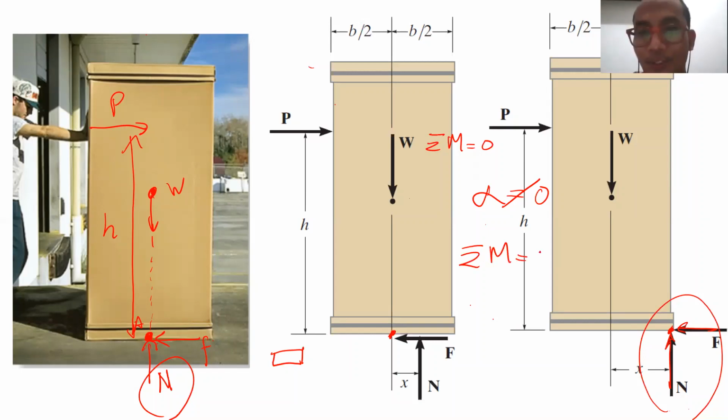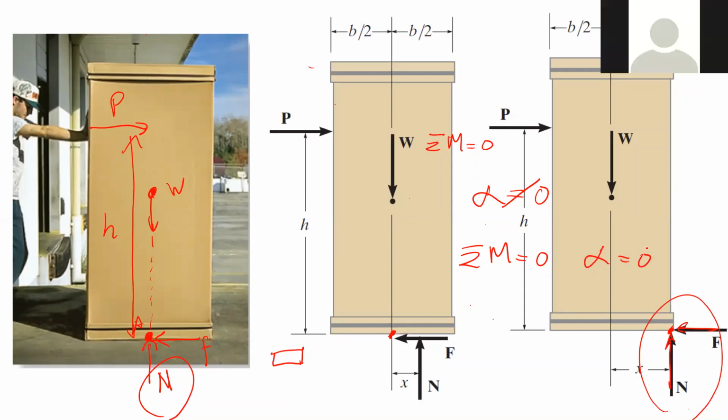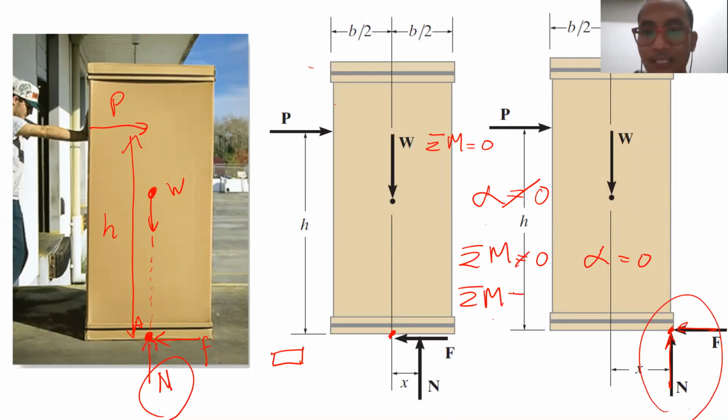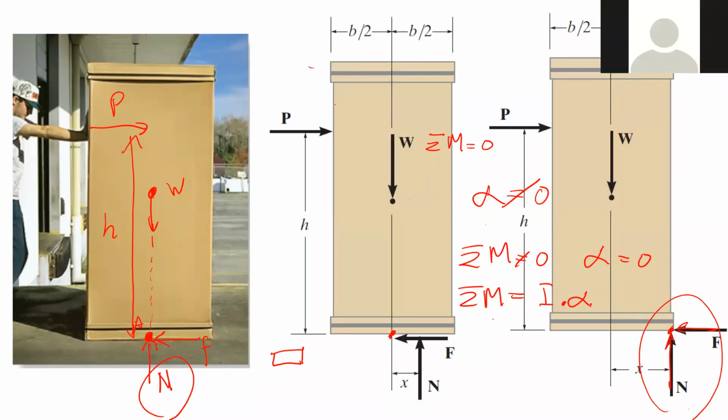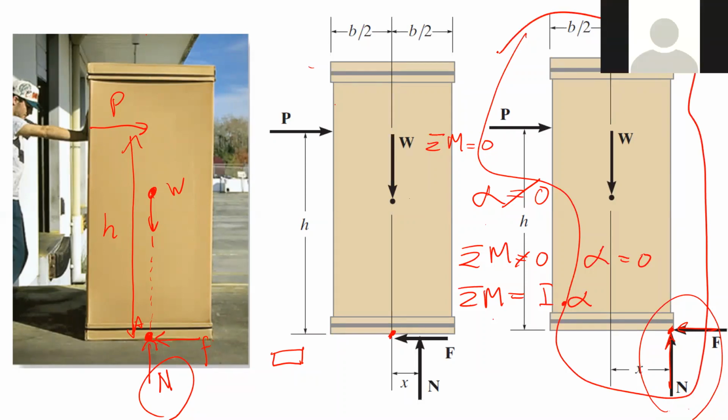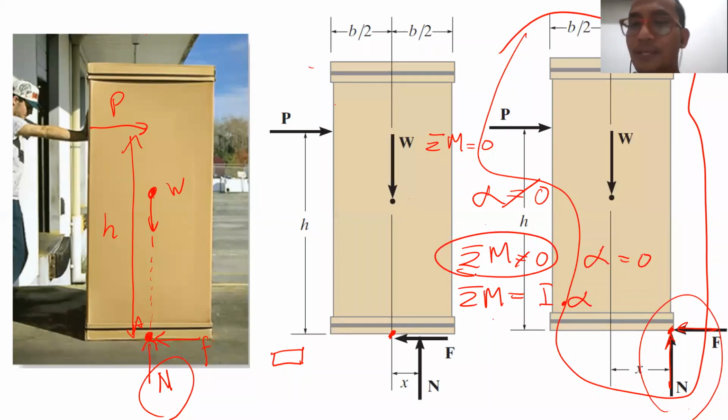When sigma moment equals 0, what we have is alpha equal to 0. Alpha is angular acceleration here. But if the sigma moment is not equal to 0, then the sigma moment will equal your mass moment of inertia multiplied by alpha. The free body diagram will still be like this, but at the end, sigma moment equal to 0 will not be maintained. So at the end, it will have an angular acceleration of alpha.